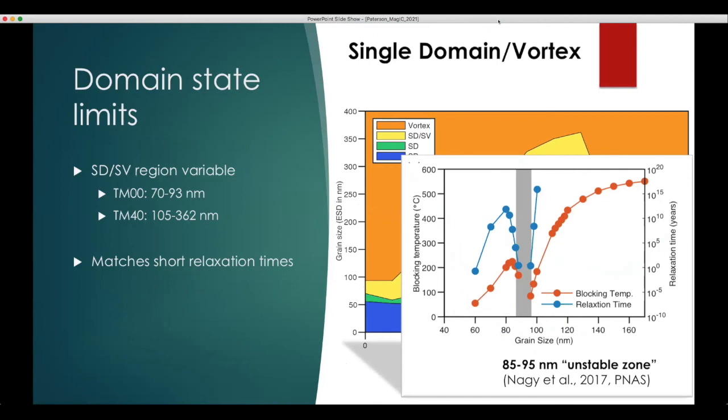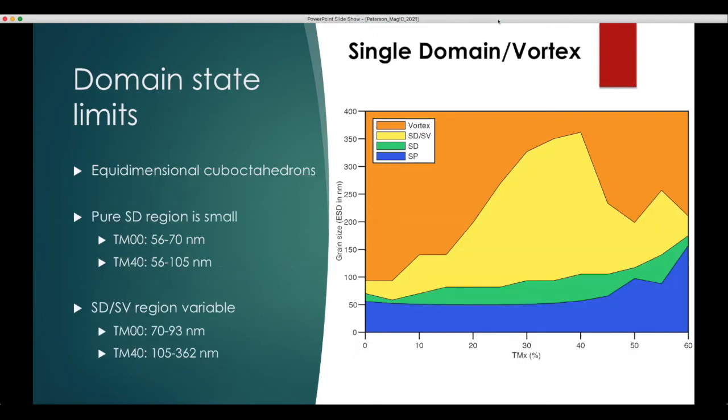But then the unstable zone, if you look for equidimensional magnetite, it's a very small region, but it's not that much smaller than the whole single domain range. If you talk about the single domain range, going from about 40 to 80 or 90 nanometers in magnetite, then this unstable zone is about 20 or 30 nanometers in grain size range. And for titanomagnetites, you've shown, and for elongated grains, you imply it could be a lot larger.